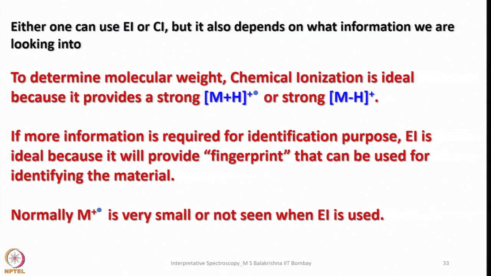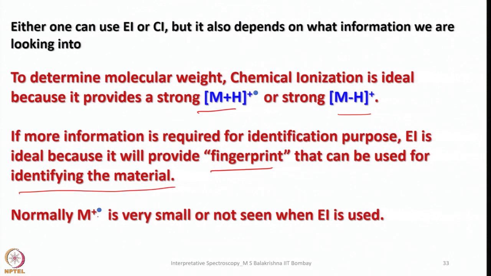To determine molecular weight, chemical ionization is ideal because it provides a strong M plus H cation or a strong M minus H cation. If more information is required for identification purposes, EI is ideal because it provides a fingerprint that can be used for identifying the materials. If you want much more information other than the molecular weight, electron impact is ideal because the fragmentation is quite extensive, and it also provides a fingerprint that can be used for identifying the material and the constituent species present in it.